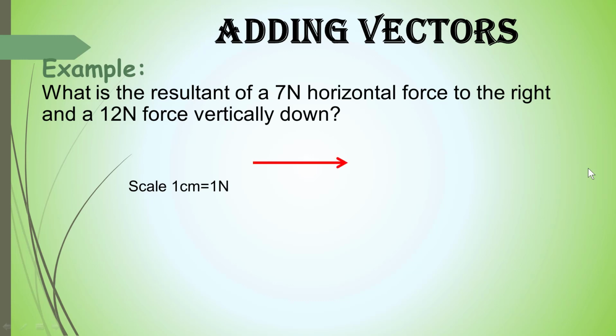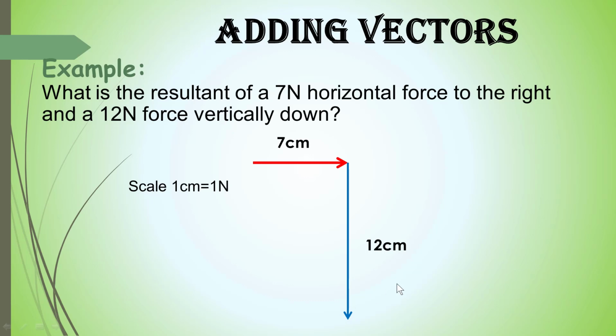First we will draw a vector of 7 centimeters, which gives us the 7 Newton force, and it is given that it is a horizontal force to the right. So we have drawn this 7 centimeter vector. Then we will draw 12 centimeters vertically down, because we have 12 Newton force vertically downward. That's why we draw this vector of 12 centimeters vertically downward.